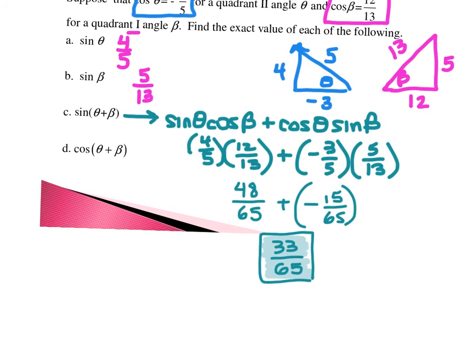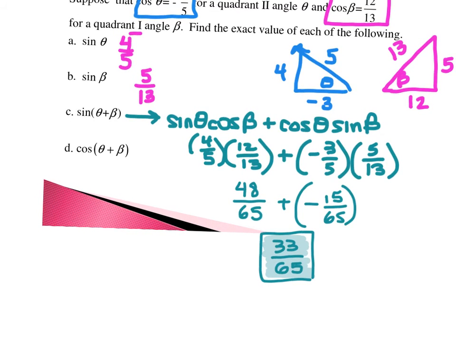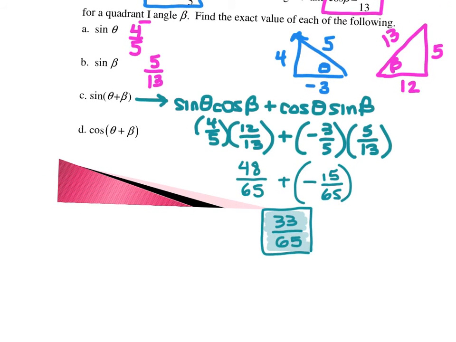Now look at D. It's now cosine of theta plus beta. So remember that cosine pattern is cosine, cosine. So cosine of the first, cosine of the second. With cosine, we change the sign, so it becomes minus sine of the first times sine of the second.